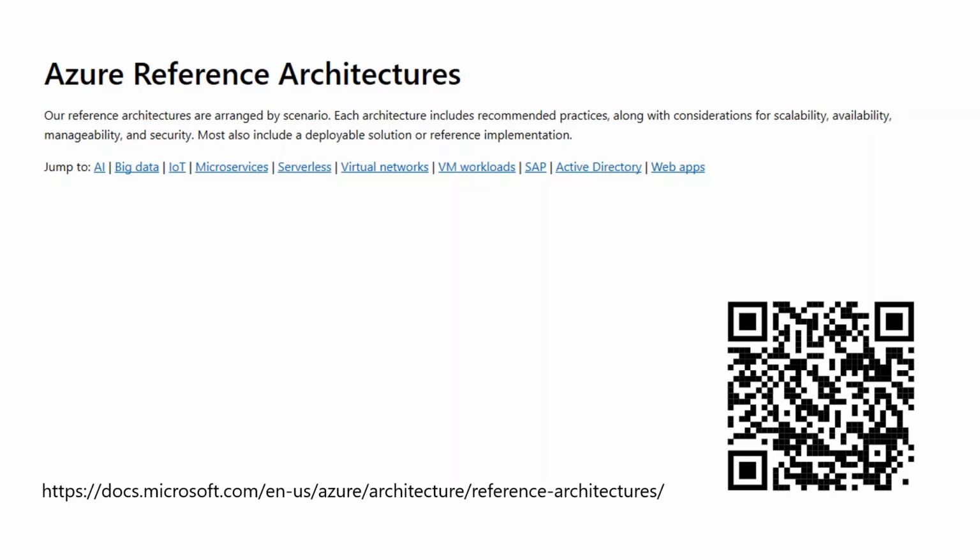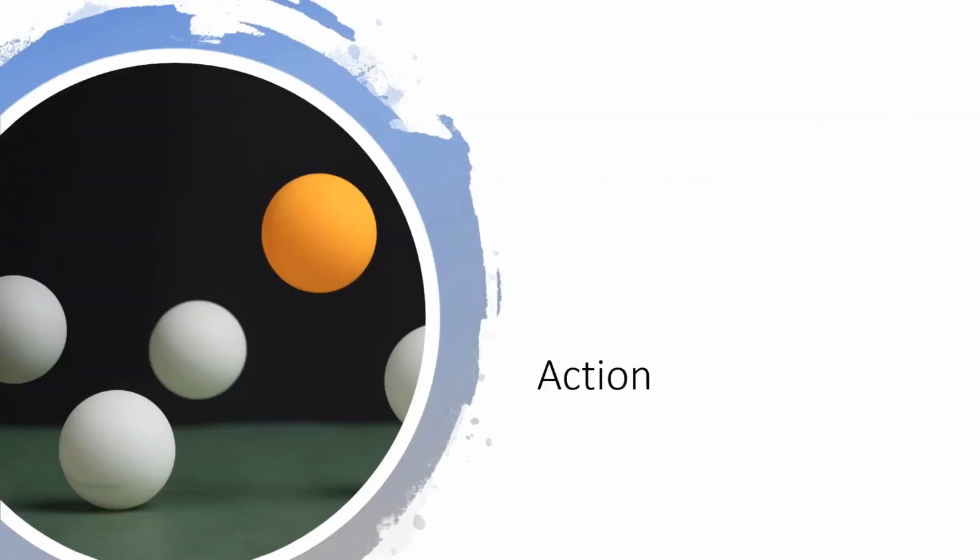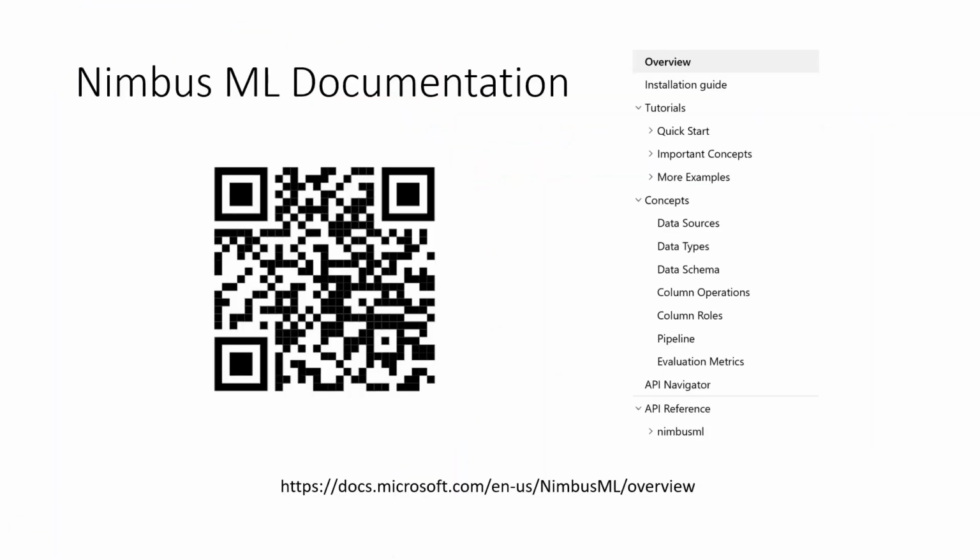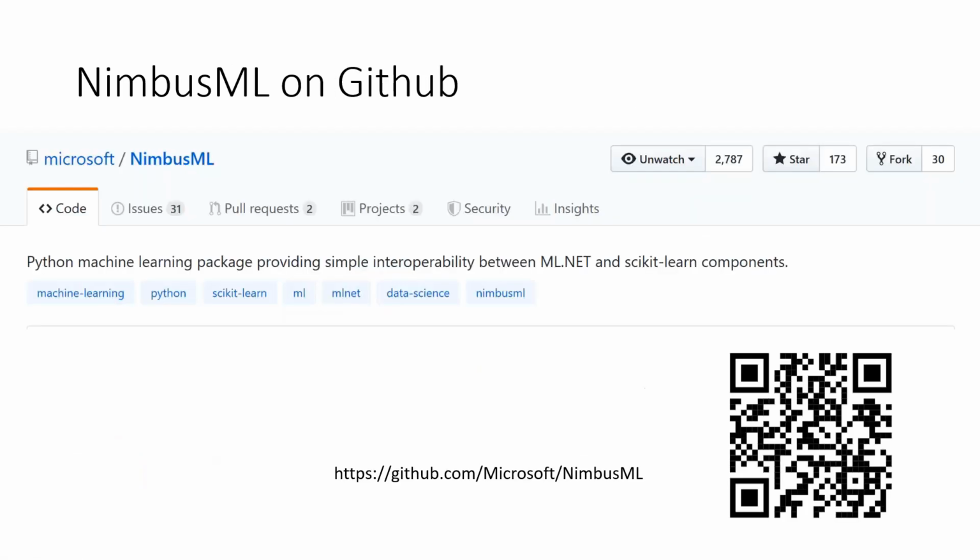Azure reference architectures: I did not talk about how to use Azure effectively. There's a whole set on that. That's just to show you that such things are possible. Action: the NimbusML documentation I showed today, and I didn't read through all of it, but there are some important concepts to go through to understand how it works. Two of the concepts are the pipeline, and how it's handling the data sources. You know, we saw it with the file stream.